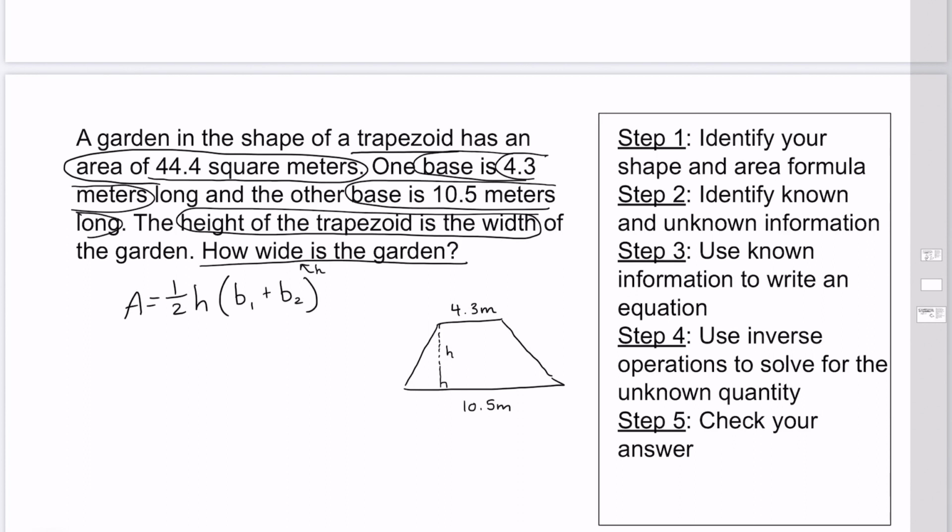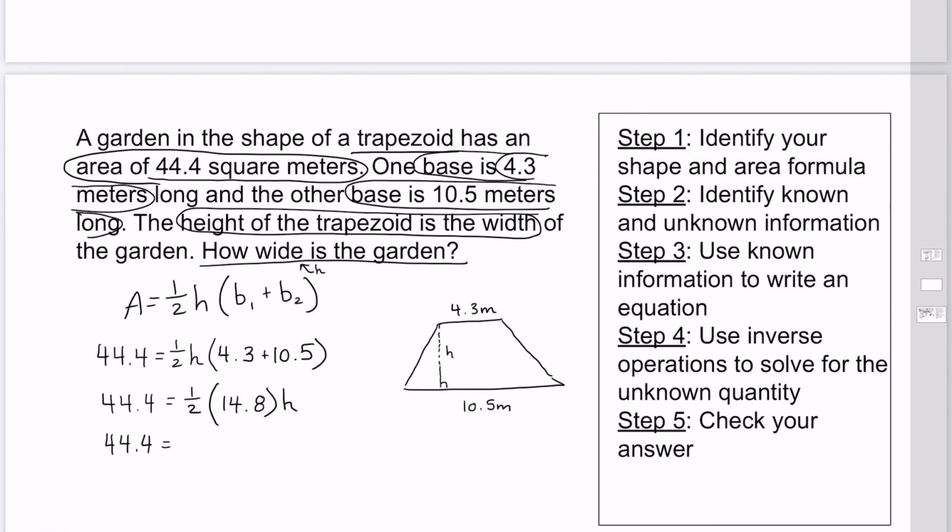Step 3 tells us to use this known information to write an equation. So I'm going to plug in what I know to this area formula. So instead of writing A, I write 44 and 4/10, which equals 1/2 times H, I don't know what H is, times 4 and 3/10, plus 10 and 5/10. Again, similar to what I did last time, I'm going to rearrange this so that I have 1/2 times what's in parentheses here, which is 14 and 8/10 when we add them together, multiplied by H.